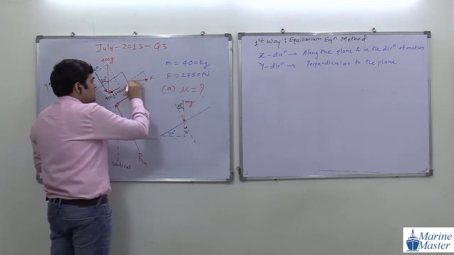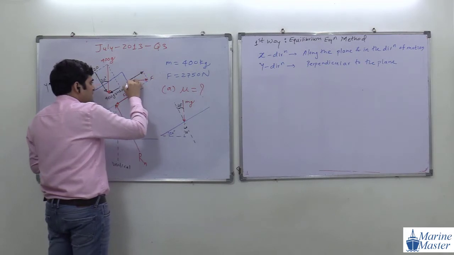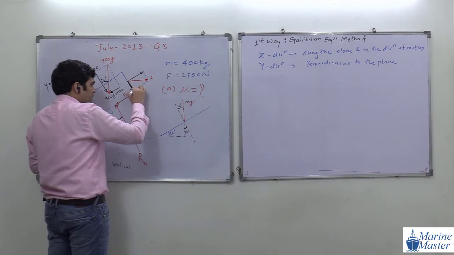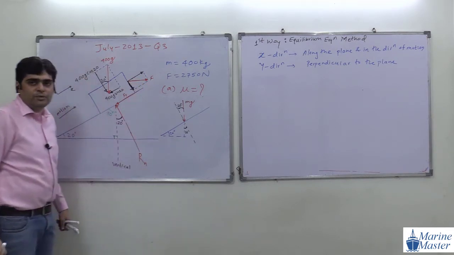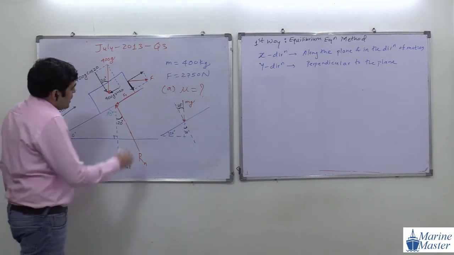One component is along the plane. See the component. And another component is perpendicular to the plane. This is the other component. See the drawing here. Drawings are very, very important. Now see the point. What is this angle?